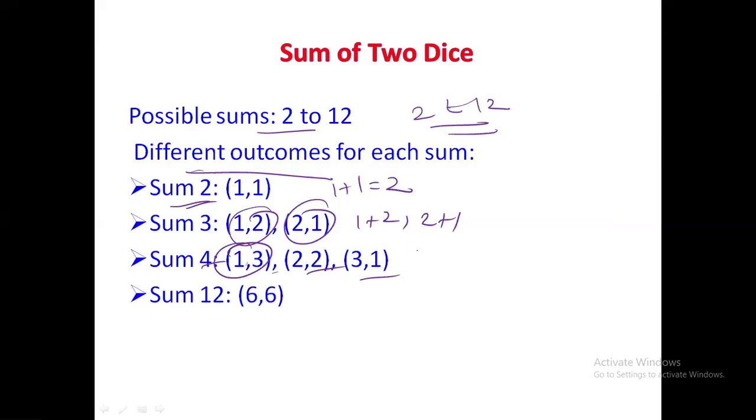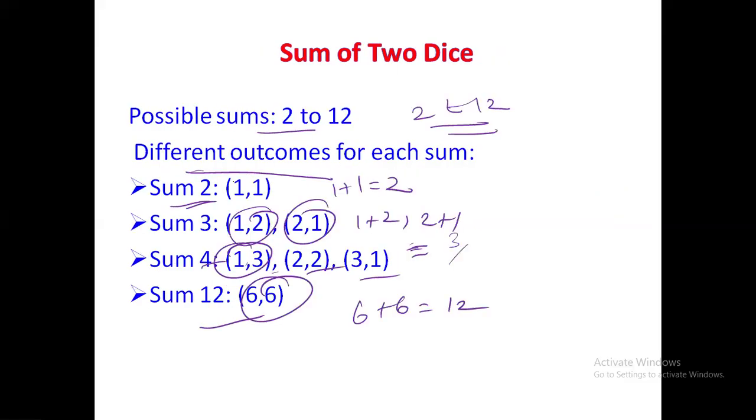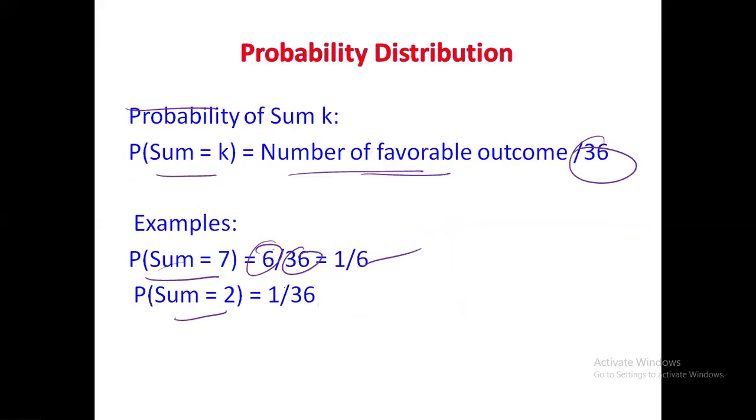So what is the probability that we have to see? For a sum of 12, there is only one combination, 6 comma 6, as 6 plus 6 is 12. The probability of a sum is given by the number of favorable outcomes divided by 36. So a sum of 7 means how many combinations? 6 combinations divided by 36. For a sum of 2, how many combinations will there be? Only 1 comma 1, so 1 divided by 36.